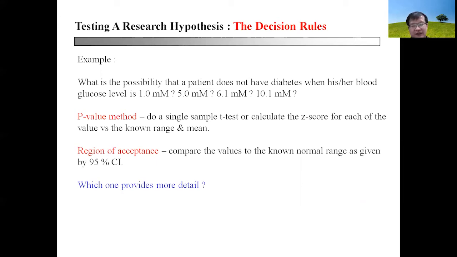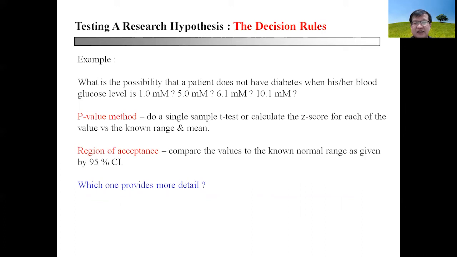So obviously, the values of 1 and 5 will fall within the accepted range, and therefore will be classified as euglycemic. Whereas 10.1 will easily be classified as hyperglycemic. The only issue is with 6.1, which lies at the border. And this is actually where regional acceptance becomes important, because we are going to compare the value of 6.1 directly versus the known range that has been constructed for this comparison. So in this sense, you can say that the regional acceptance method relying on the confidence interval will provide more detail, and especially so since it is very valuable for medical applications.